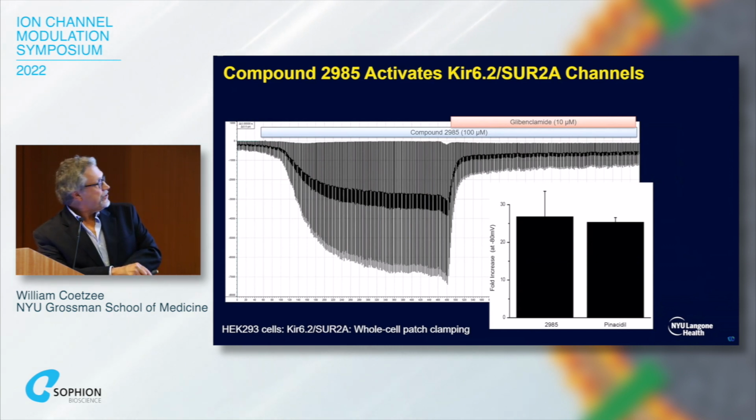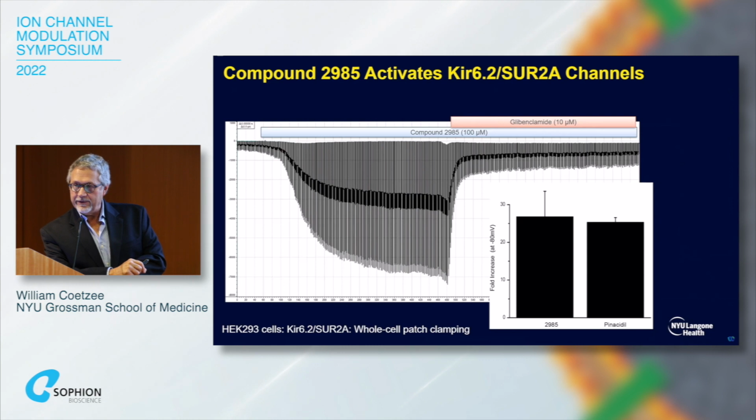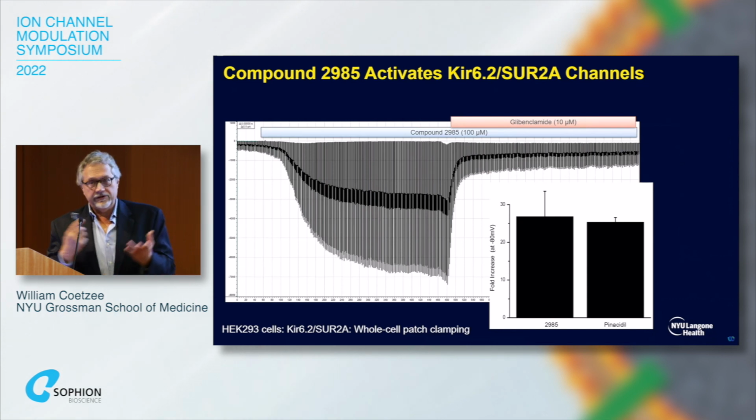So this is whole cell patch clamping, again of the same stable cells, expressing Kir6.2 and SUR2A in this particular case. Apply the compound, and you see a huge increase in current with this compound. That can be blocked by the sulfonylurea glibenclamide, as you've heard previously today. And this compares the amount of increase by pinacidil and this compound, and it's very similar.